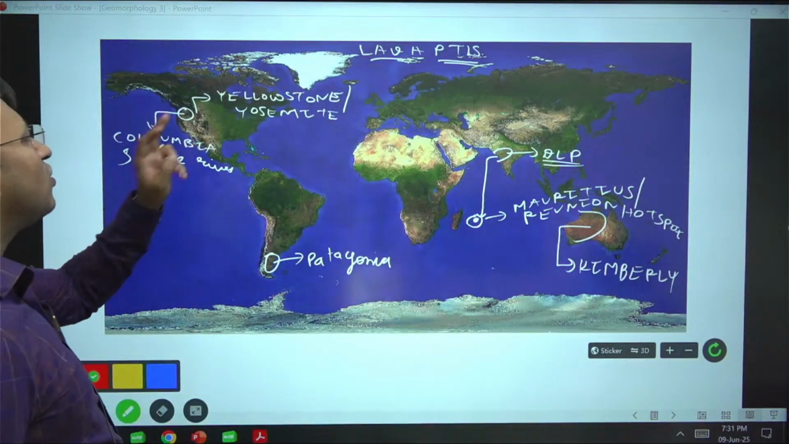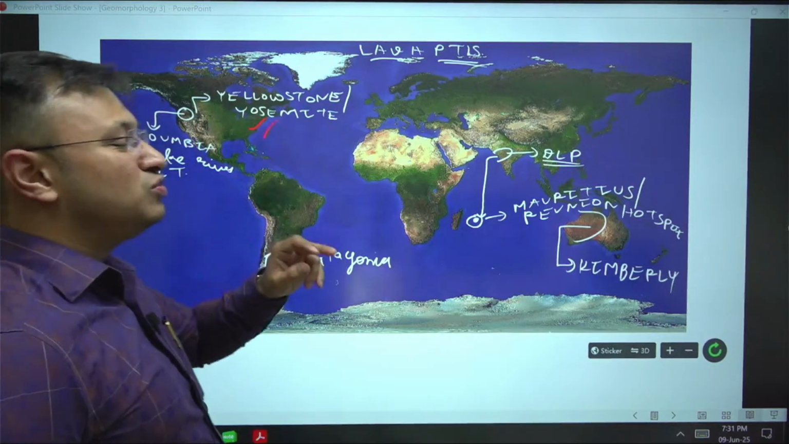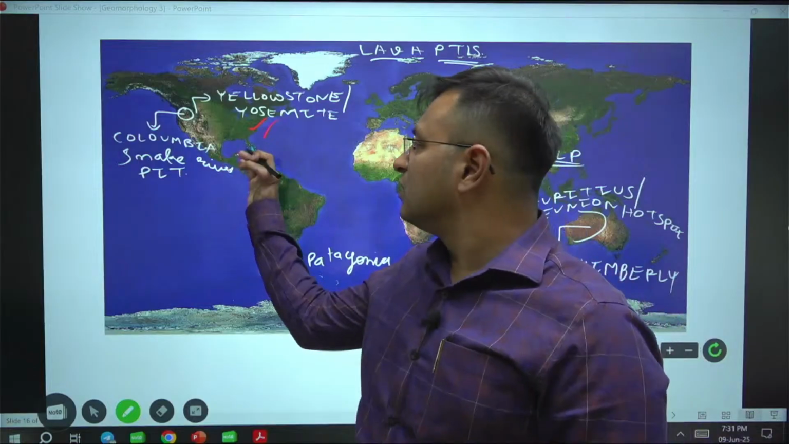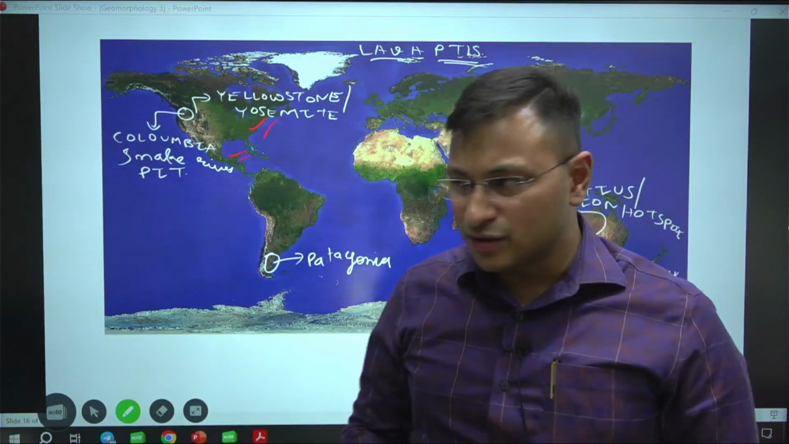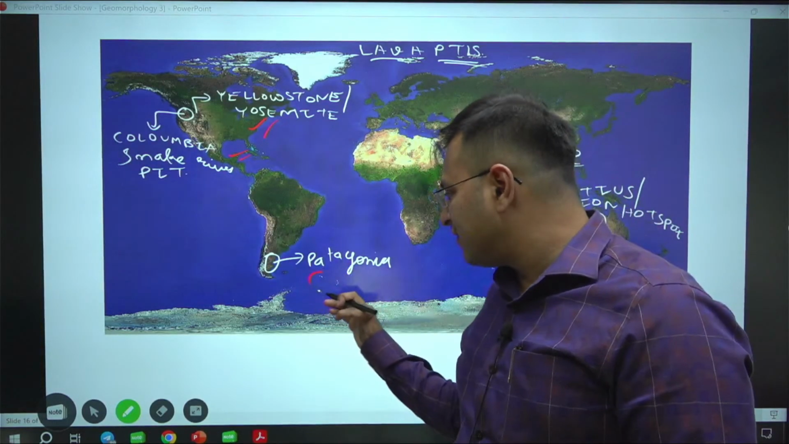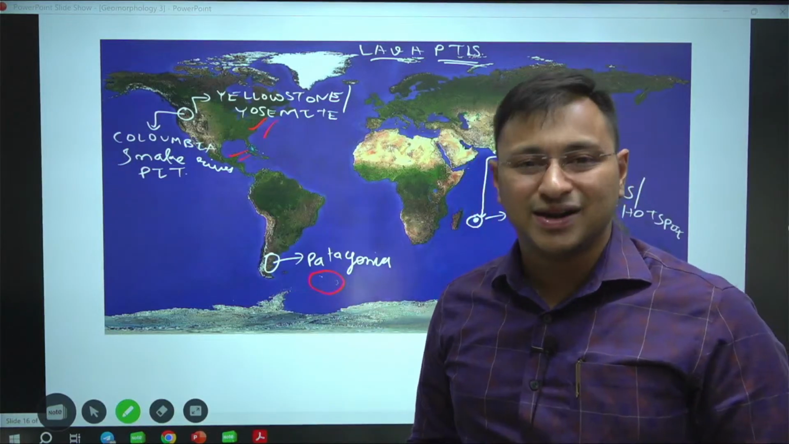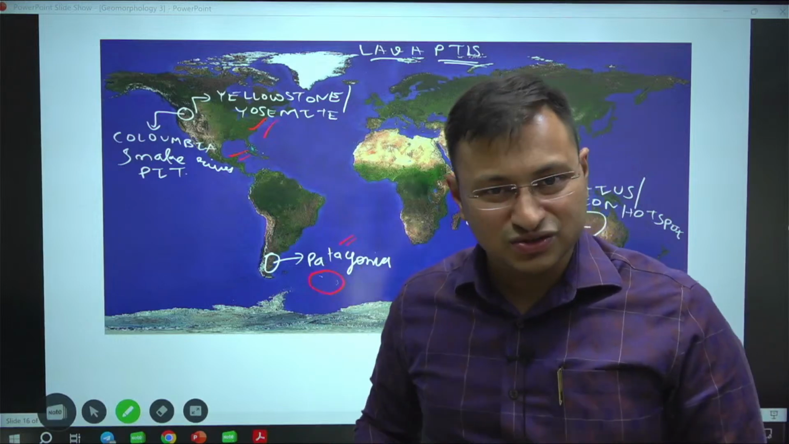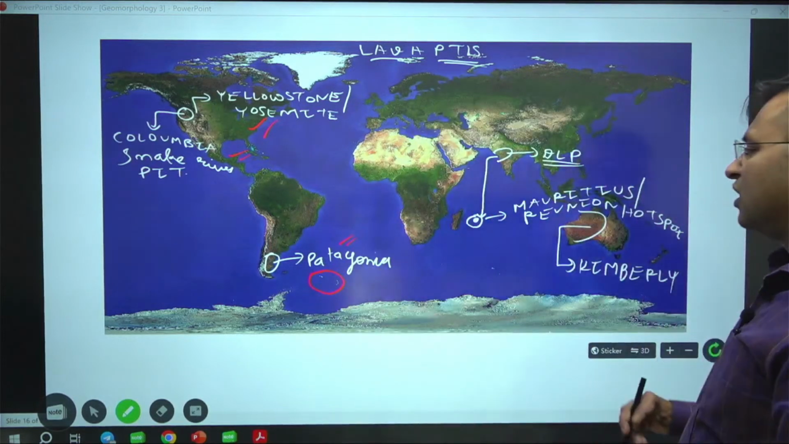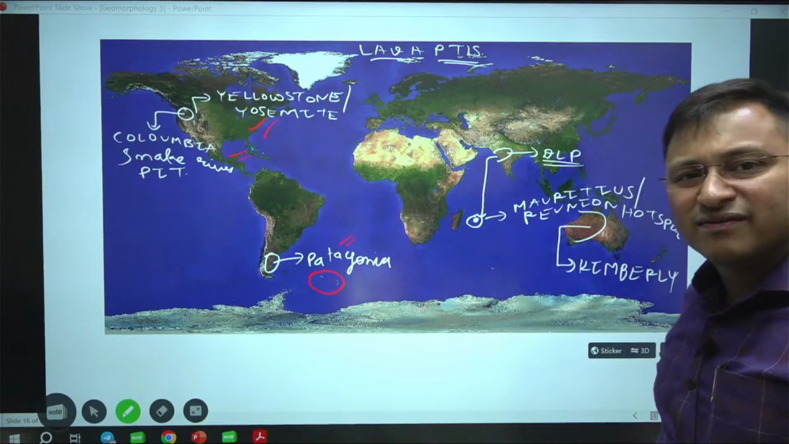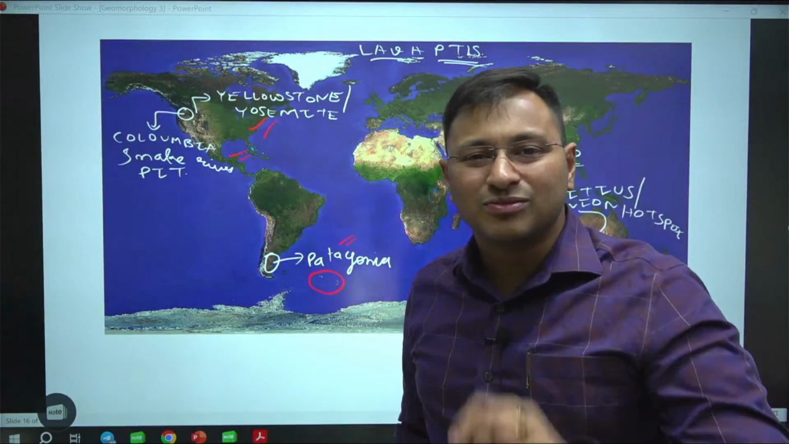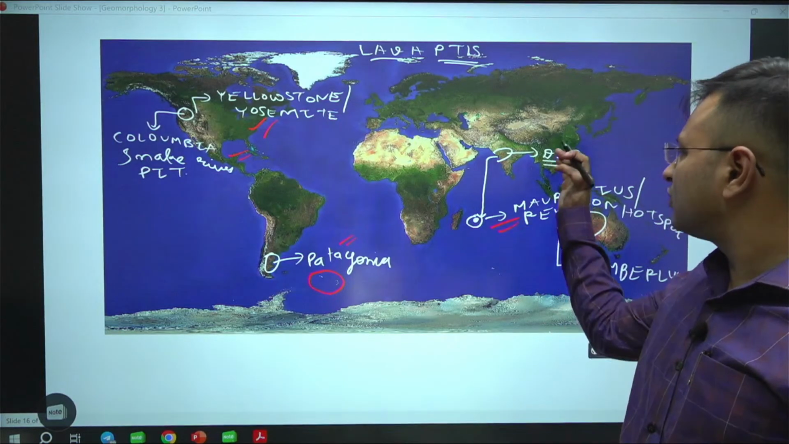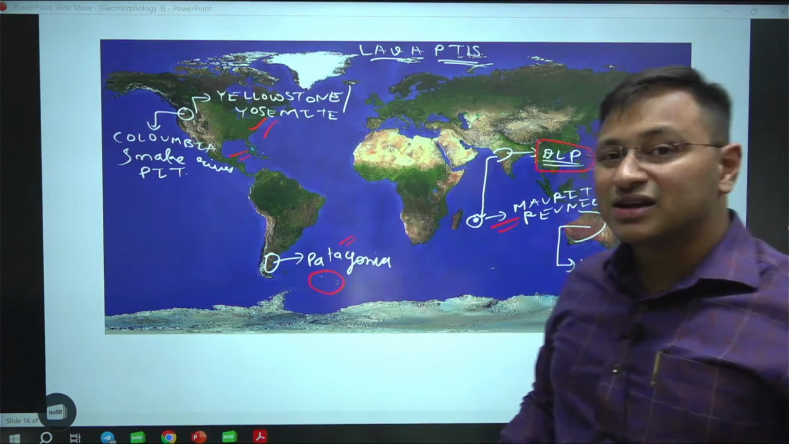So in North America, you have the Yellowstone-Yosemite hotspot, which has created the Columbia-Snake River Plateau. You have the hotspot eruptions of the South Sandwich Islands, which have created the Patagonia region of South America. Then the Indian plate, when it was traversing over the Mauritius-Reunion hotspot, the Mauritius-Reunion hotspot has created the Deccan lava plateau.